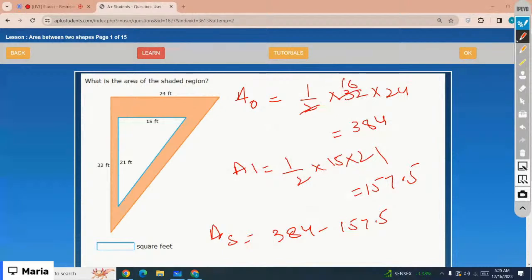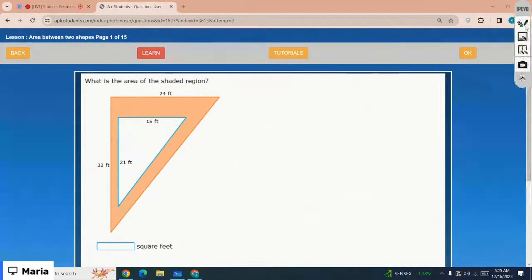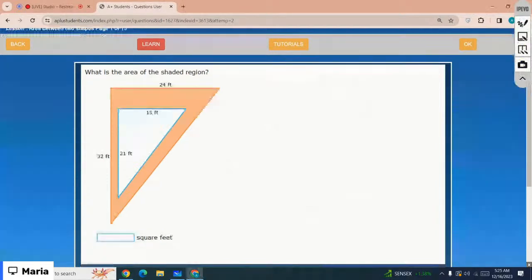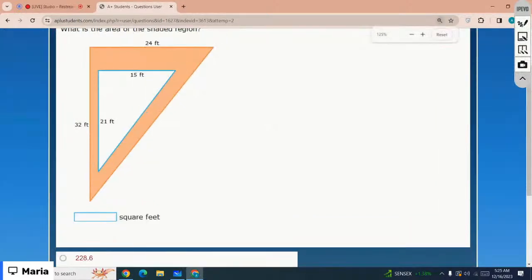That is 226.5, right? The correct option is 226.5. That is option number 2, right? You must remember how to calculate the area of the shapes. You must remember their formula to calculate the areas, right? Then you simply have to subtract them. That is 226.5 is the correct option. Got it?